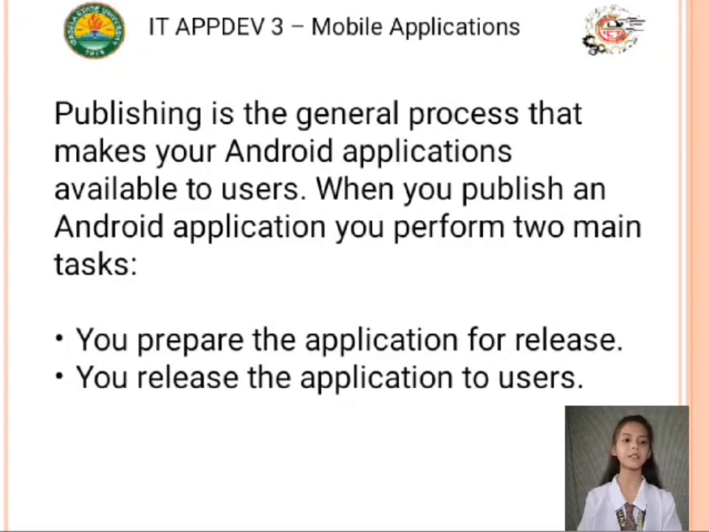When you publish an Android application, you perform two main tasks: you prepare the application for release, and you release the application to users. During the preparation step, you build a release version of your application, which users can download and install on their Android-powered devices. During the release step, you publicize, sell, and distribute the release version of your application to users.